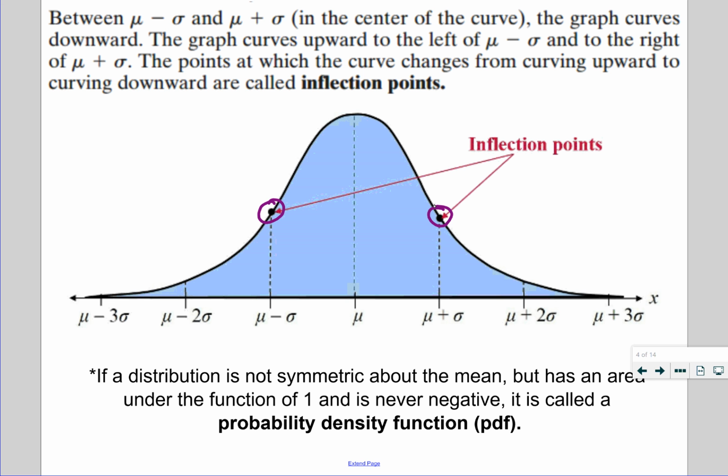All right, if we have a distribution that is not symmetric, so it's not going to be this bell shape, but it does have an area of 1 and it doesn't ever go below the axes, we call it a probability density function, or a PDF. You might see that word used sometimes interchangeably with some things we're doing, like the command we're going to use in the calculator is a PDF. It works for normal curves and other types of curves as well.